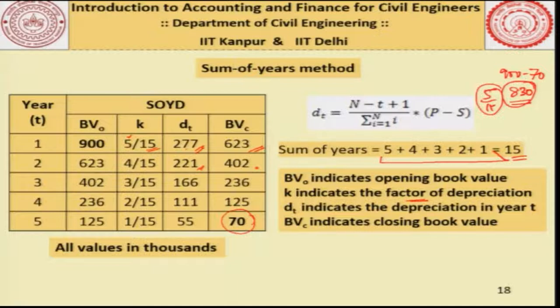You continue to do this exercise till such time as you get the salvage value to be 70 at the end of year 5. So if you can see from this, as far as the linear depreciation was concerned, it was 166 throughout. Now what is happening here is that instead of this 166 throughout, it is 277, 221, 166, 111 and 55. So basically, the sum of years method is giving you a lot of depreciation in the initial part and very little depreciation in the latter part. There are advantages in bookkeeping as far as this model is concerned, and that's something which we will talk about later perhaps in this course.